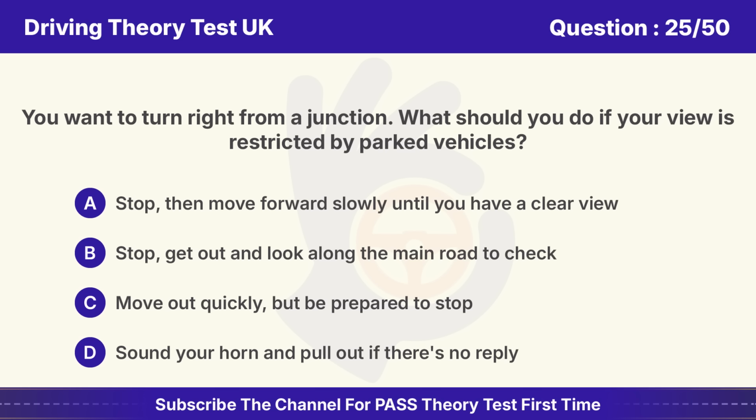Question 25. You want to turn right from a junction. What should you do if your view is restricted by parked vehicles? Option A. Stop, then move forward slowly until you have a clear view. B. Stop, get out and look along the main road to check. C. Move out quickly, but be prepared to stop. D. Sound your horn and pull out if there's no reply.